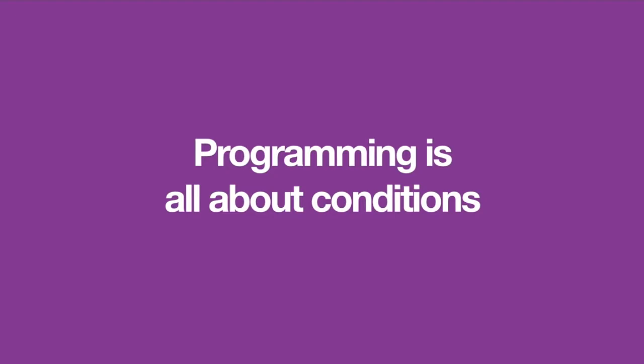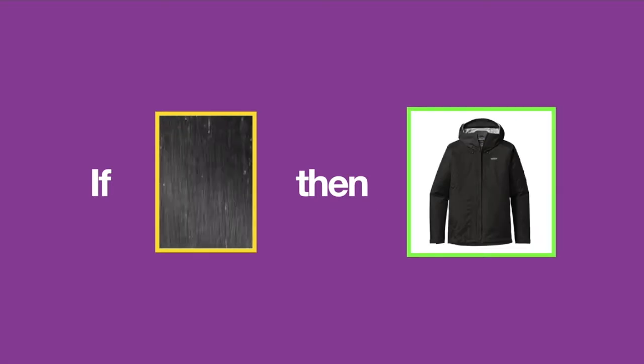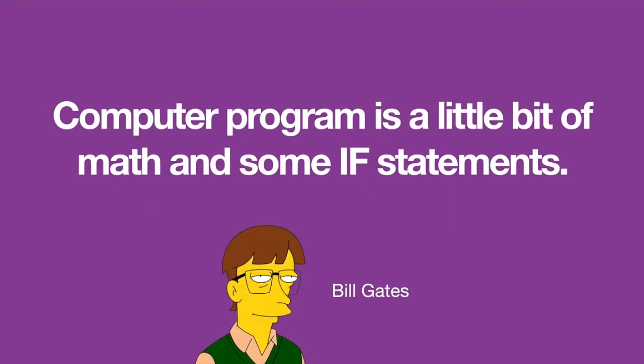So programming is all about conditions, and what I saw online was pretty cool. We have these if statements in our minds all the time. Like if it's raining, then get a jacket. That's basically what we say to ourselves all the time. So that's the same idea as what Bill Gates said, a computer program is a little bit of math and some if statements. That's essentially what it is, and it's true.